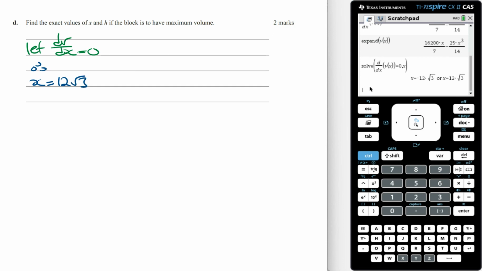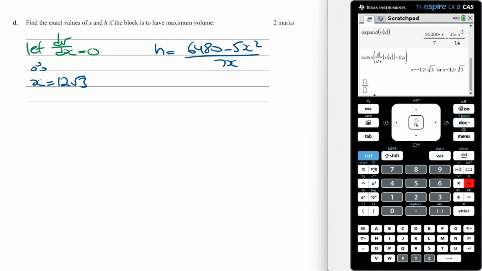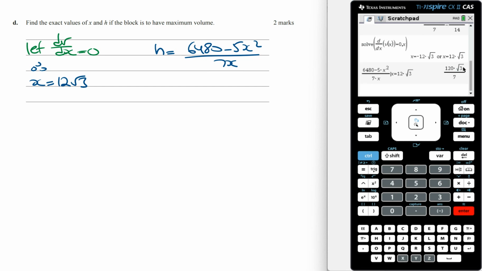From part A, we were given the rule for h. We were told that h is equal to 6480 minus 5x squared over 7x. And so subbing this into the rule of h, we can work out the value of h. And so given that x is equal to 12 root 3, the value of h is going to be 120 times root 3 over 7. And these are going to be in centimeters.